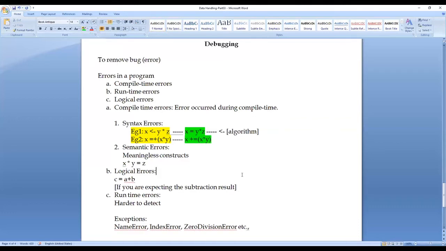So semantic means meaningless constructs. See here in this example, x into y equal to z. Mathematically, this statement, again I repeat, according to mathematics the statement seems to be right. Whereas with respect to language, this is wrong.